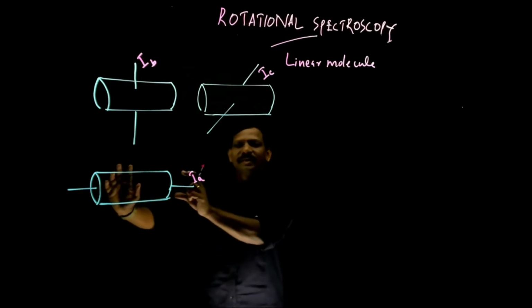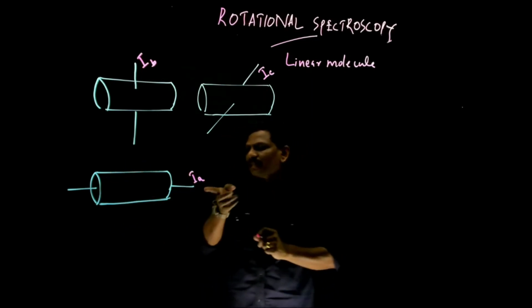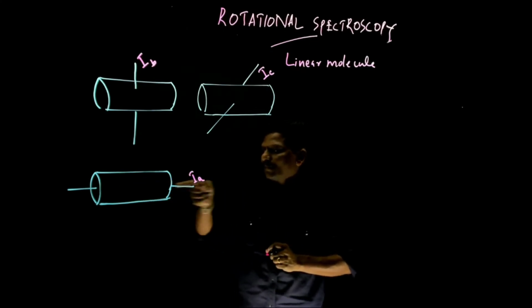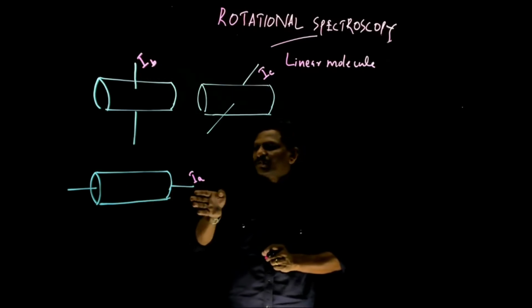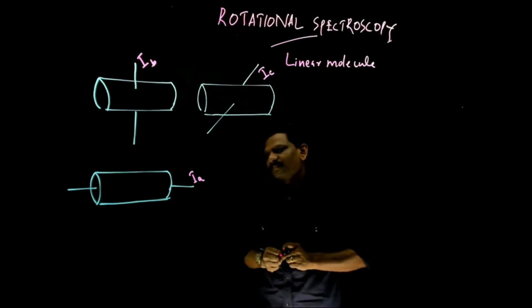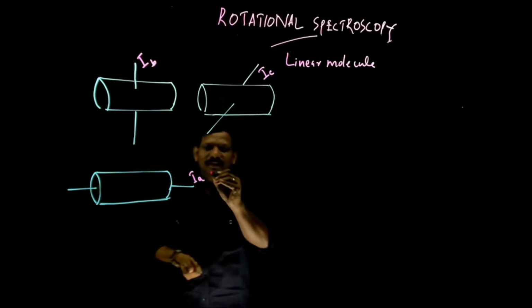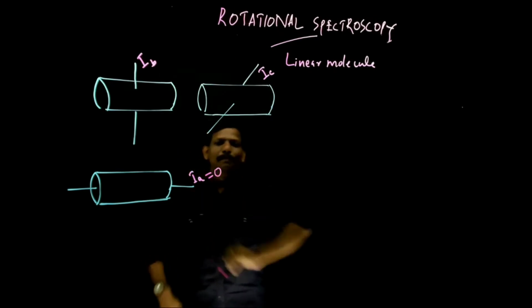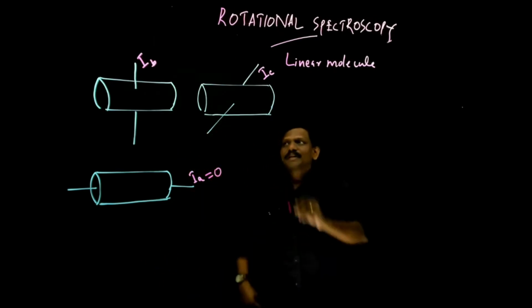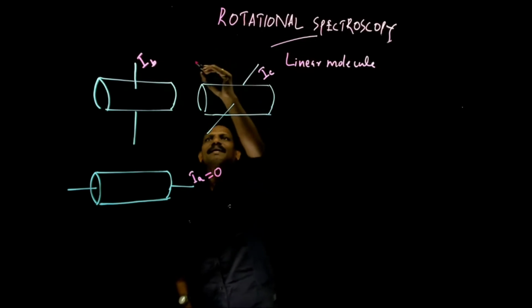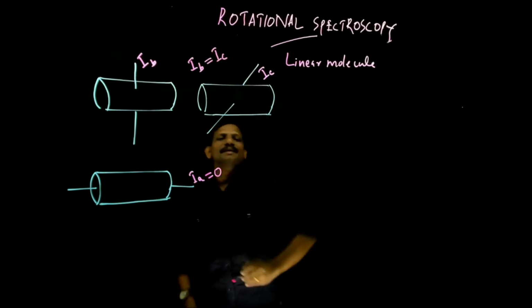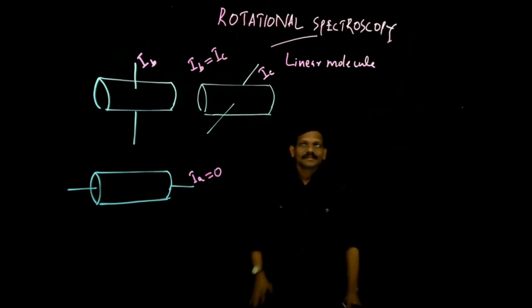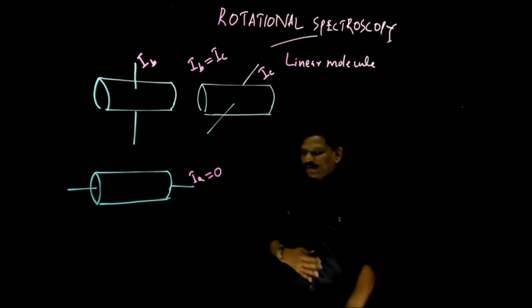Suppose you are considering a molecule like this. This particular axis is through the bond axis. That means here IA will become 0. But in this case, IB and IC, you can write as similar moments of inertia. That means IB is equal to IC. So this is about a linear molecule.